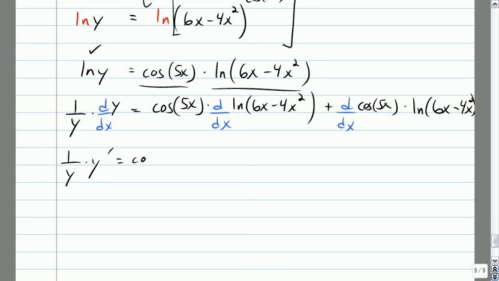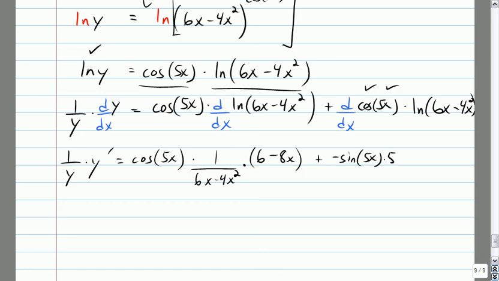I got a cosine 5x. The derivative of the natural log, that's going to be 1 over what you got, so 6x minus 4x squared, times the derivative of the inner. That's 6 minus 8x. Plus, okay, derivative of cosine 5x is, you got two functions, outer, inner, so negative sine 5x times 5 times the natural log of 6x minus 4x squared.